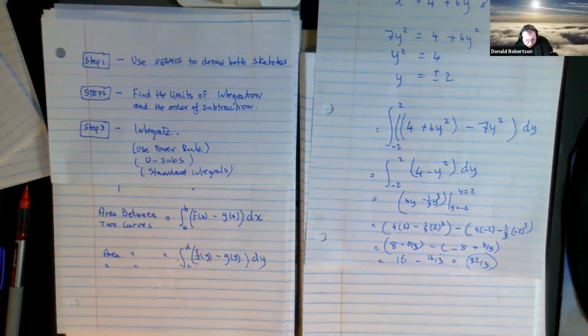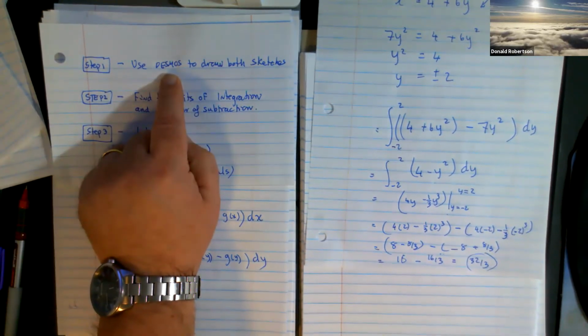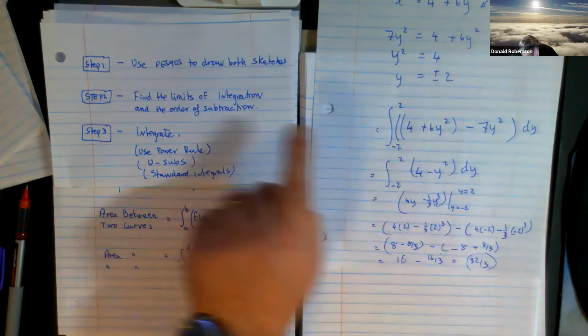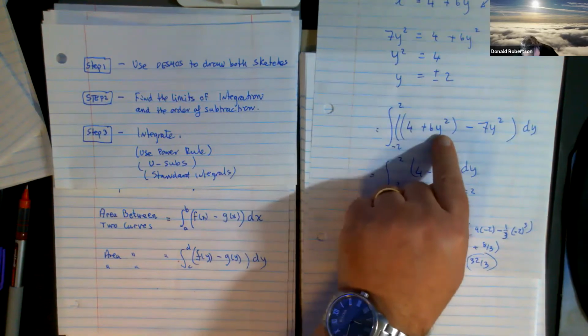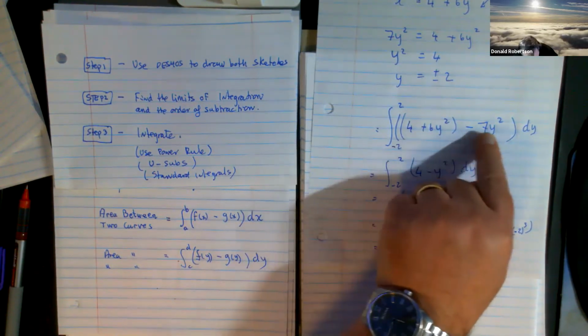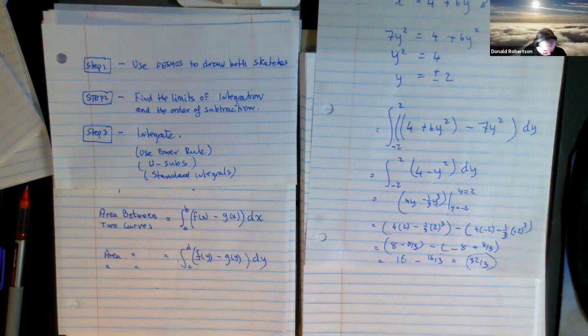So the process of finding the area between two curves where the two functions are given in terms of functions of y, like y cubed and y squared and so on, is very similar. Use Desmos if you need to get a sketch. Find the limits of integration, -2 to 2. Figure out which one of the two curves goes first, take away the other one, integrate, finished.